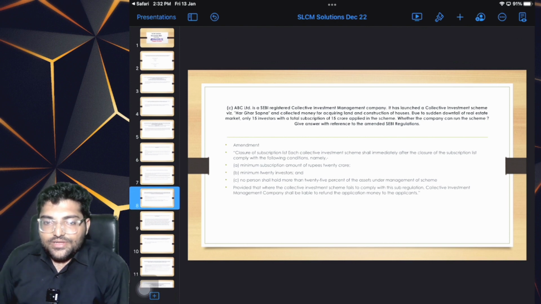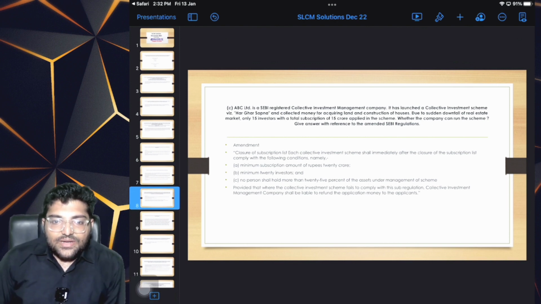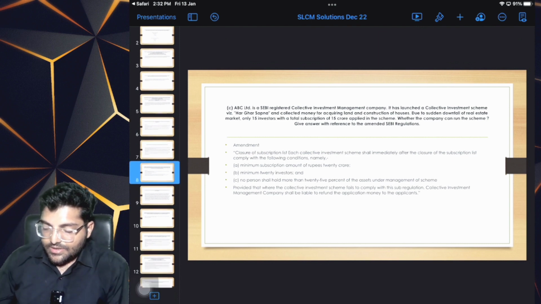So you need to refer the amendment sheet where it is specified that minimum subscription of 25 crore is must and minimum 20 investors are must, and no person can hold more than 25% of the asset under the scheme, and then only the closure of subscription would be done.